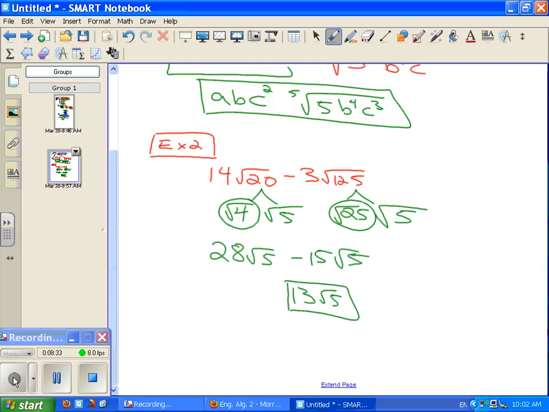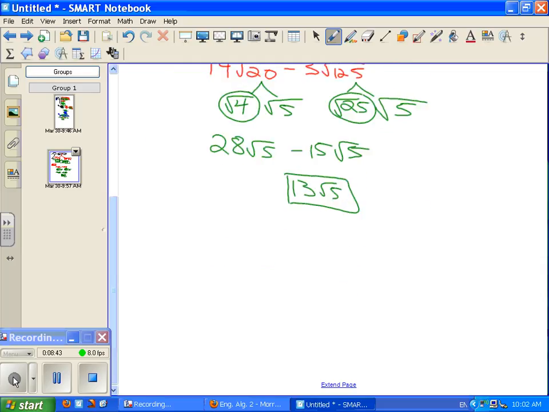Right? When in doubt, if you get to this point and you're not real sure what to do, radicals always behave like variables. So think about what you'd do if they were variables. So since these are the same, this would be like a 28x minus a 15x. Well, we know that would be 13x. But it's not an x, it was a square root of 5. So then you back substitute. They behave just like variables do.